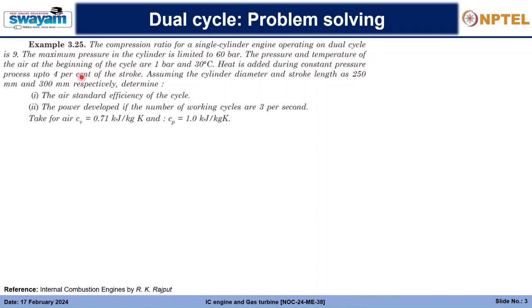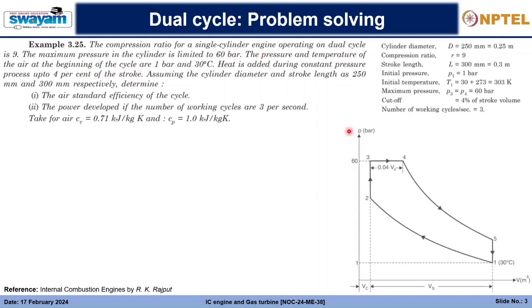If we draw the diagram, we know that this is the constant pressure heat addition process, and here up to 4% of the stroke, the heat is being added at constant pressure. Then we have to assume that the cylinder diameter and the stroke length are 250 millimeter and 300 millimeter respectively, and we need to determine the air standard efficiency of the cycle and the power developed if the number of working cycles is 3 per second.